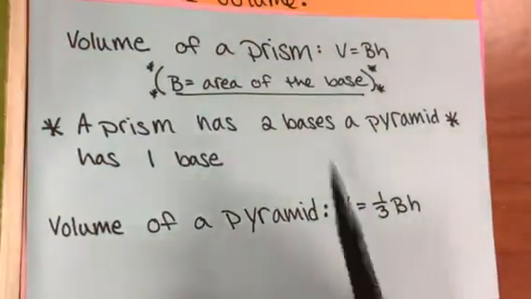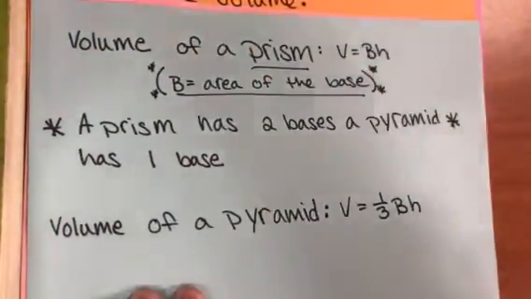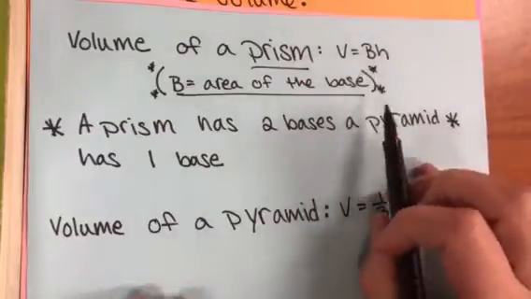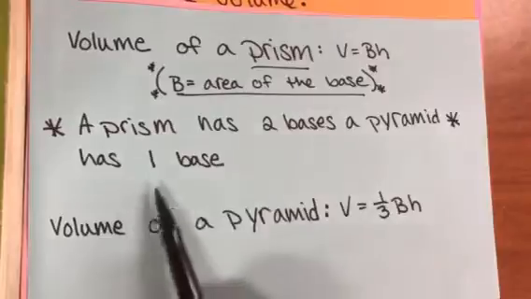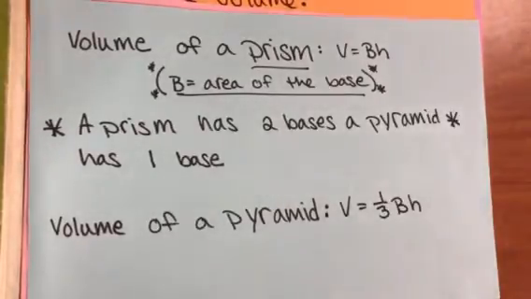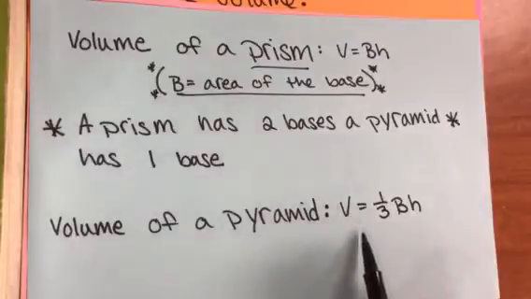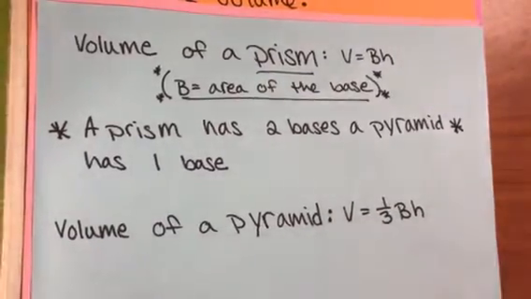So the volume of a prism, remember, how many bases does it have? Two. So the volume is the area of the base times the height. Then, a prism has 2 bases, a pyramid has 1 base. The volume of a pyramid, the 1 base, is volume equals 1/3 base times height. Why is it 1/3?